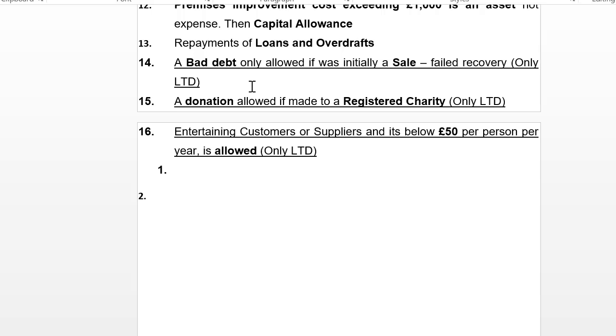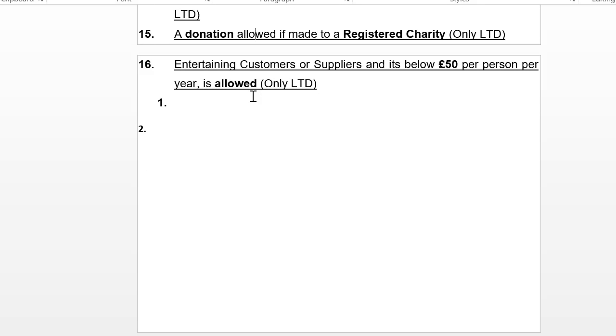Now, number 14 says that a bad debt is only allowed if it was initially a sale, whereby the debt recovery was not successful. So in that case, it can be written off as a bad debt. However, this is only allowed to limited companies, not to sole traders. This is a little bit confusing. Well, I'm looking at this in reference to the HMRC website. Of course, we'll have some variations to these regulations in different countries. There are variations, though they're quite small.